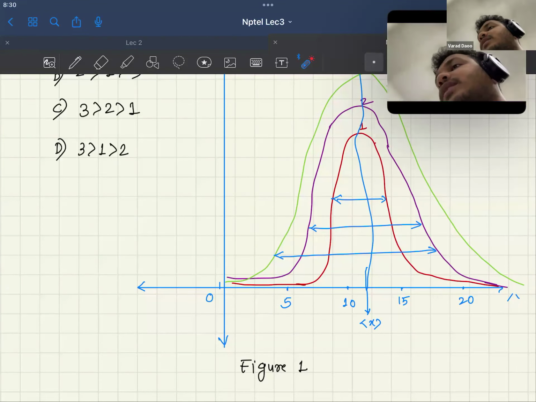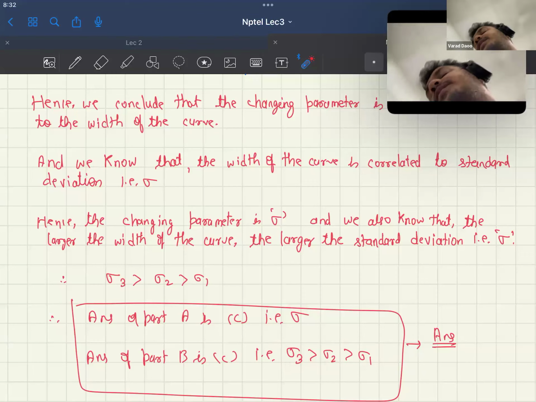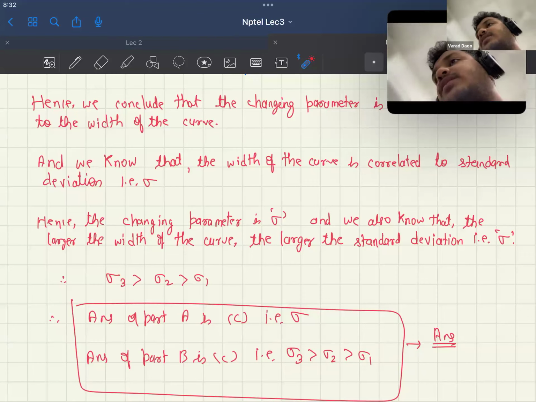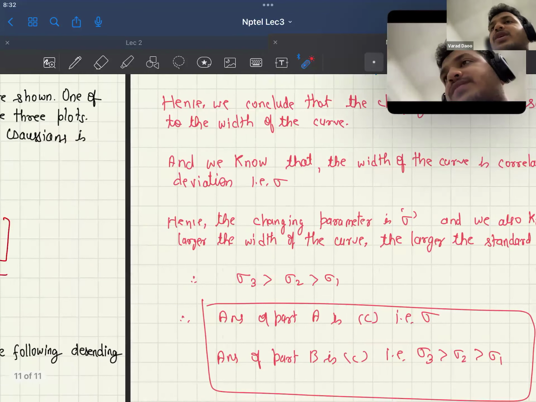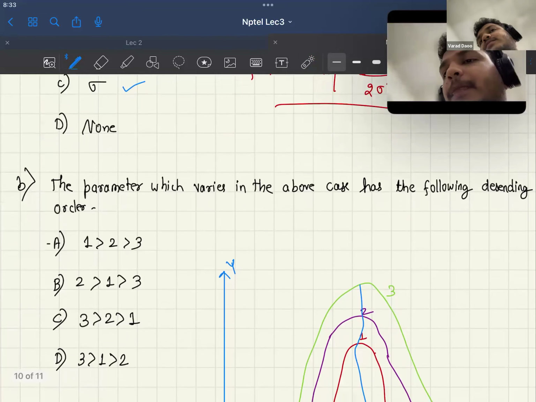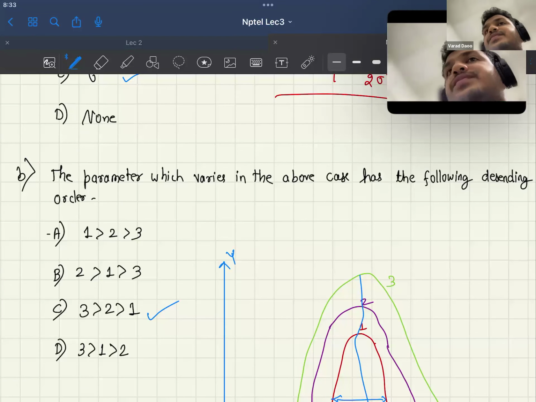Hence the changing parameter is nothing but the standard deviation, and the order is sigma 3 greater than sigma 2 greater than sigma 1. So what are the answers? The answer here is this one, and here the answer is this one. I hope this is very clear to everyone. If you have any doubt, you can ask. Otherwise, we'll move on to the next question.